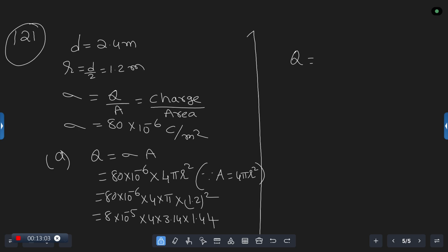Answer is correct. How much? 1.45 millicoulomb. 1.45 into 10 power minus 3 coulomb equals 1.45 millicoulomb. Okay.